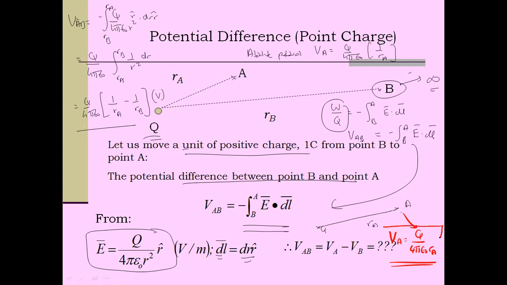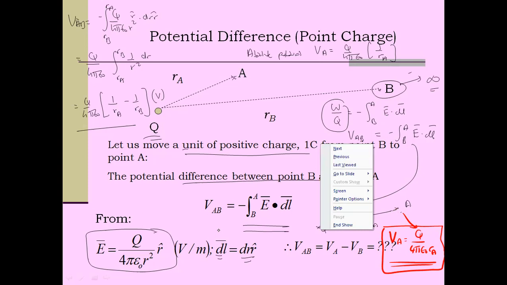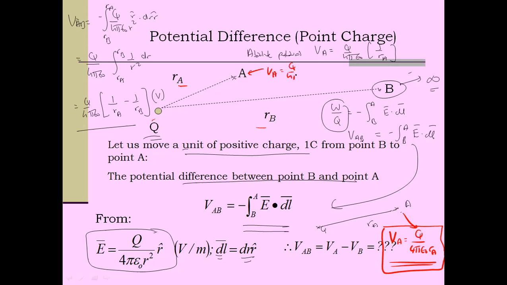So now we have defined the equation for the potential at a single point, also known as the absolute potential at a single point, due to a point charge of Q. If we have these 2 points A and B, at distances RA and RB from a charge Q, we can write that at point A, VA is Q over 4 pi epsilon naught RA, whereas at point B, VB equals Q over 4 pi epsilon naught RB.